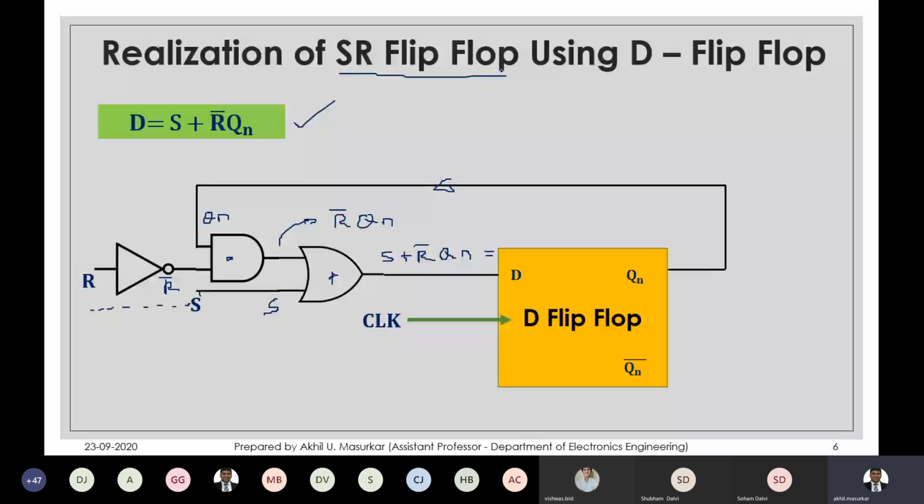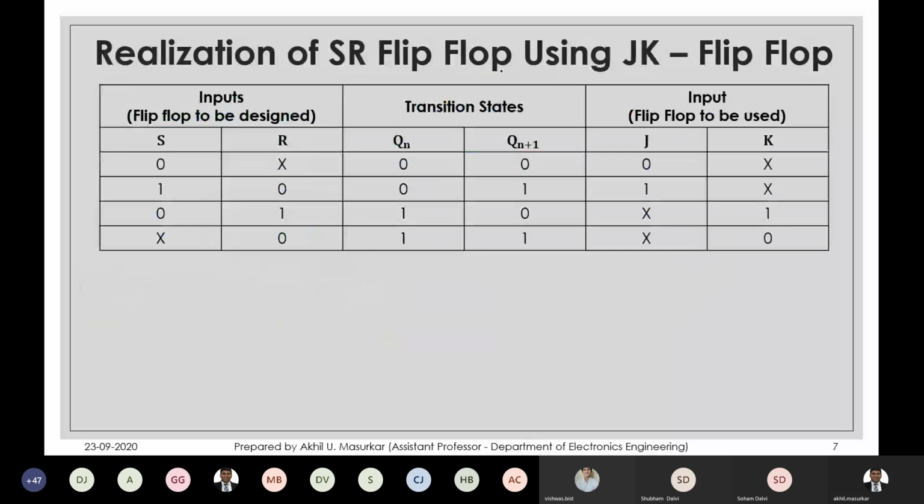We'll see many. That will give you the hang of this thing. So let's do now SR flip flop using JK flip flop. You can see that SR, QN and QN plus 1 entries are the same. They have not changed at all. Only instead of D, now I have written J and K.